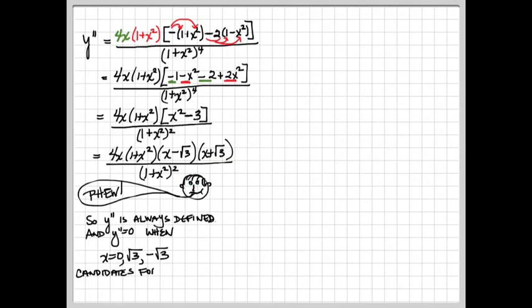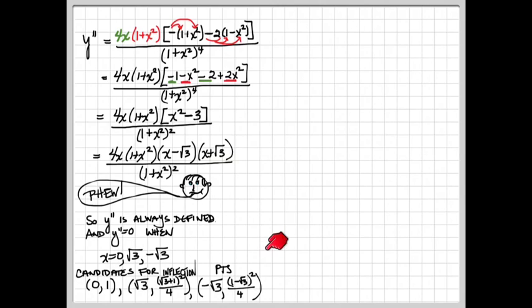So these are our candidates for inflection points. We won't know for sure whether they are inflection points until such a time as we check the sign to make sure we change concavity in the function. I've gone ahead and computed what the points are by plugging back into the original function and getting the outputs. So let's do the sign analysis.